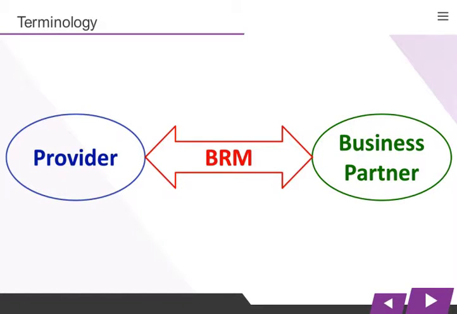The diagram on your screen now shows BRM acting as an intermediary between the provider and the business partner. Notice the double-headed arrow. This implies two-way communication and influence. We'll explore this idea much more as the course progresses.